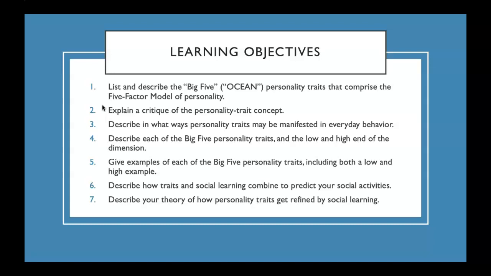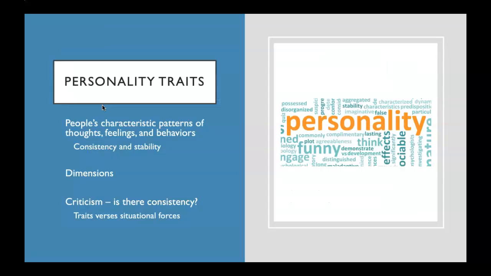Looking at examples and descriptions of the Big Five personality traits. I have a nice illustration for you to reference in case you need it. And describe social learning and how that influences the traits we have, and how these traits manifest themselves. Are they as consistent as we would like to believe? That's one of the questions we're going to look at.